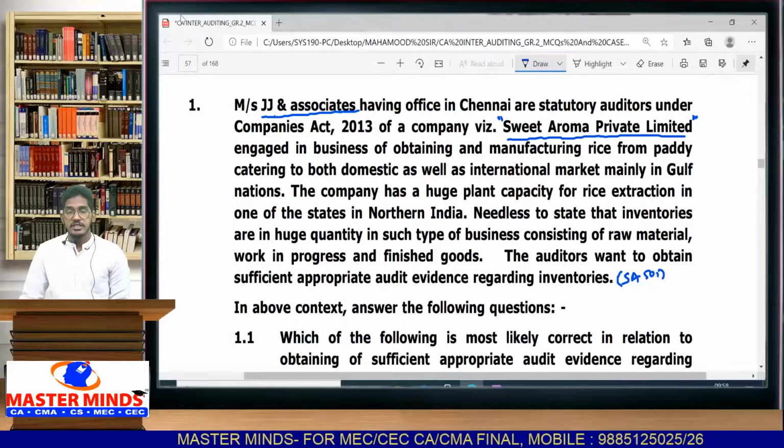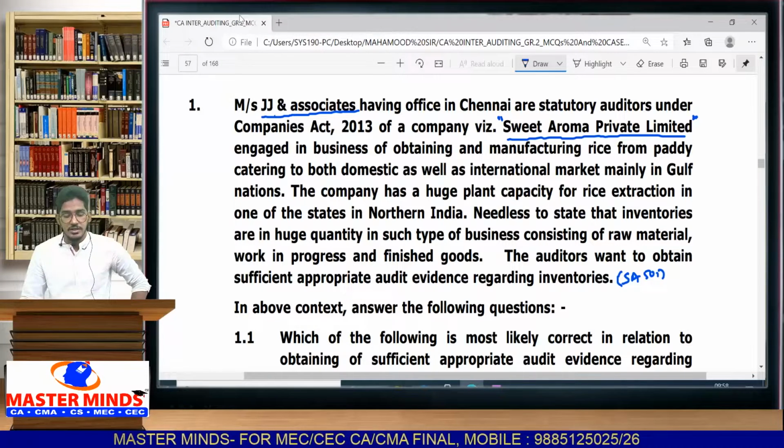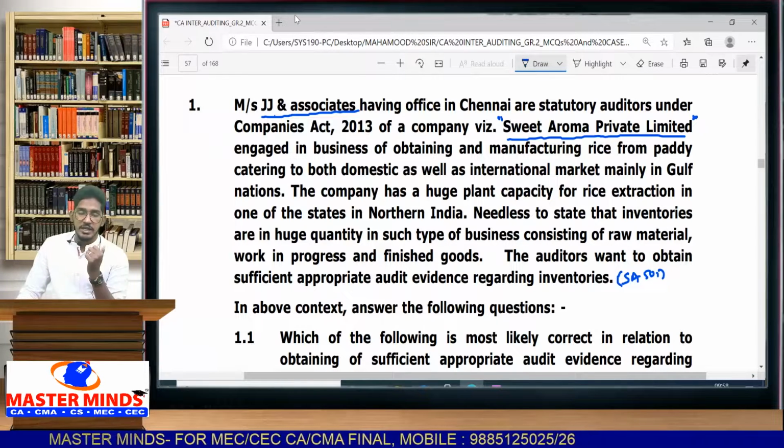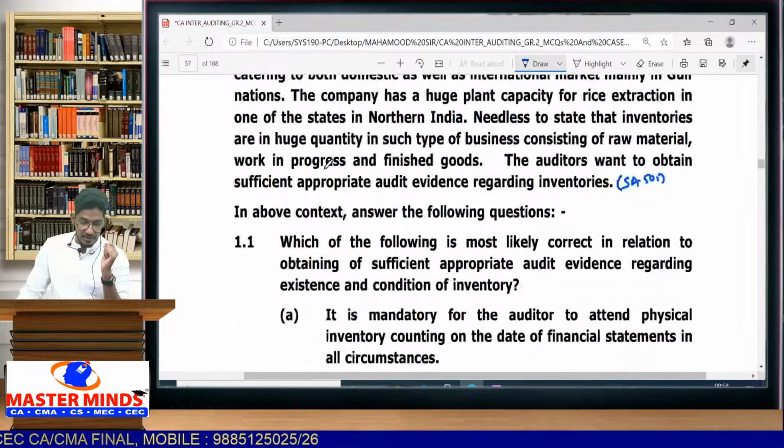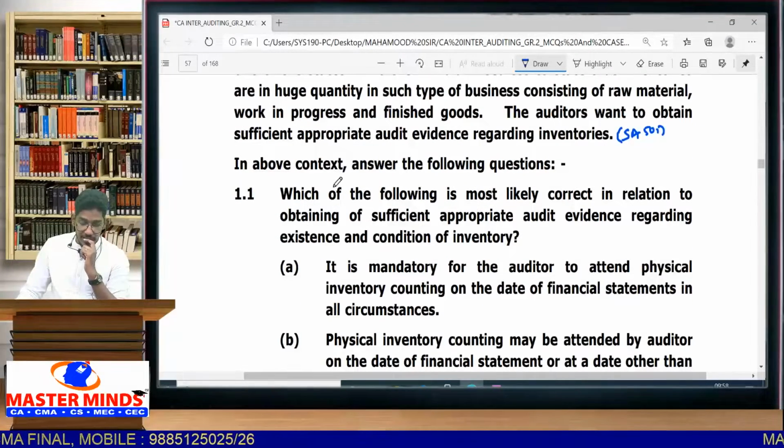Like I said, SA 501 explains the special considerations you have to keep in mind when you are obtaining evidence regarding inventory, litigation and claims, and segment reporting. From that standard, they are going to ask a few questions. Let us read and understand and try to find out the answers. In the above context, answer the following questions.